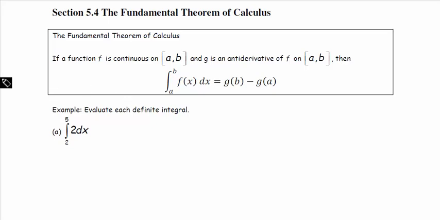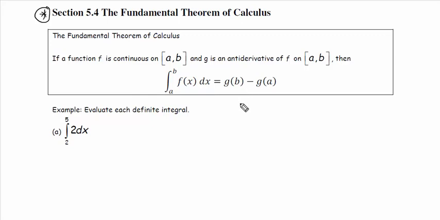In this section, we're going to do the Fundamental Theorem of Calculus. So this section is pretty much going to be the same thing over and over again, but lots of examples of it. The Fundamental Theorem of Calculus says that if f is continuous on the closed interval a to b, and g is an antiderivative of f on that closed interval, then the integral from a to b of f of x dx is equal to g of b minus g of a.